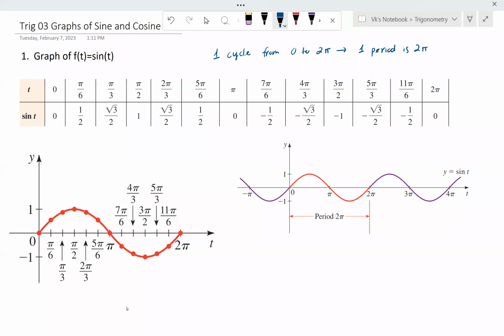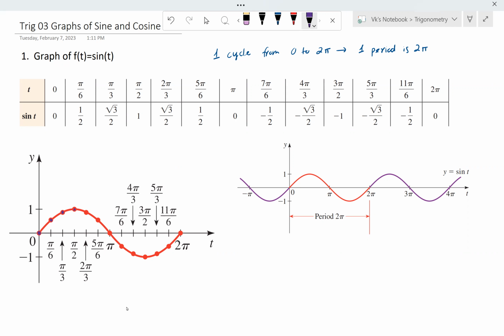Next step is, once we have t, we're going to do the substitution into the function to get the output, sine of t. Sine of 0 is 0. When we plot it, it is this point right here. Sine of pi over 6 is 1 over 2, this point. Sine of pi over 3 is root 3 over 2, it's this one. Sine of pi over 2 is 1, it's this point.